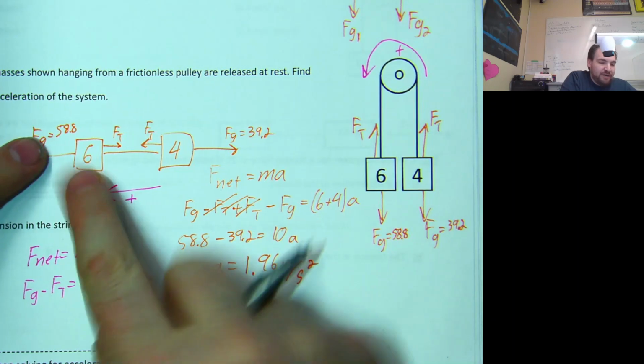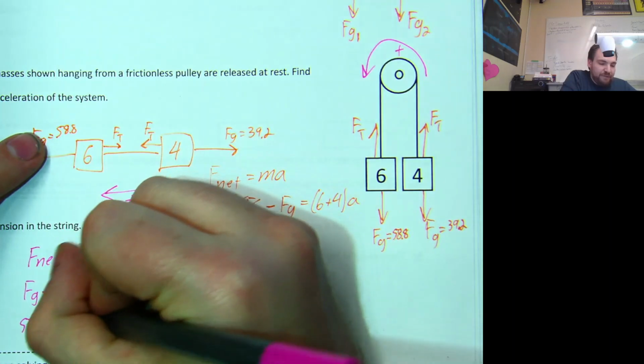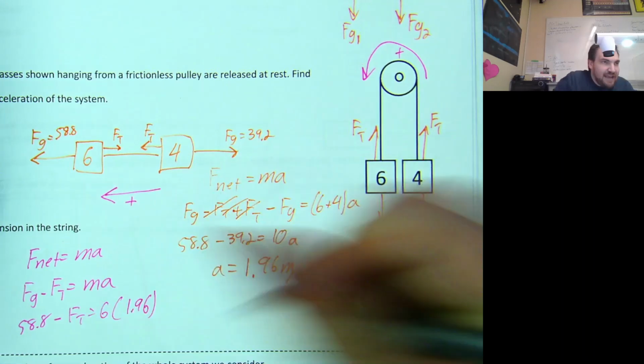Fg for this block is 58.8 minus Ft, which is what we're looking for, is going to equal the mass of that block times 1.96. And I'll finish that tomorrow.